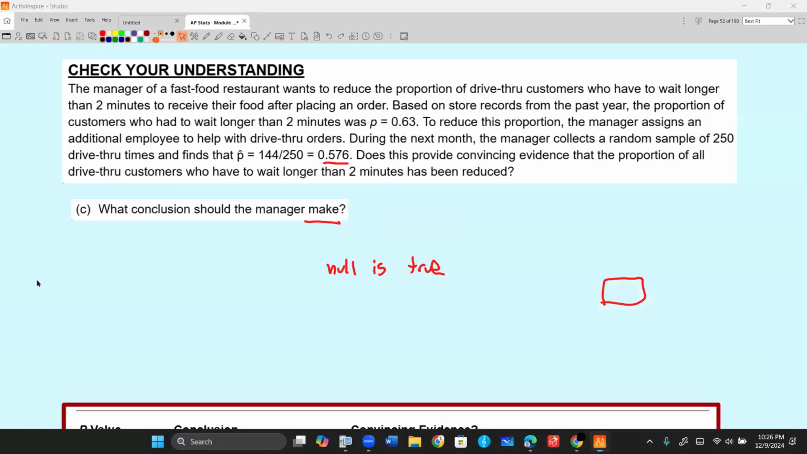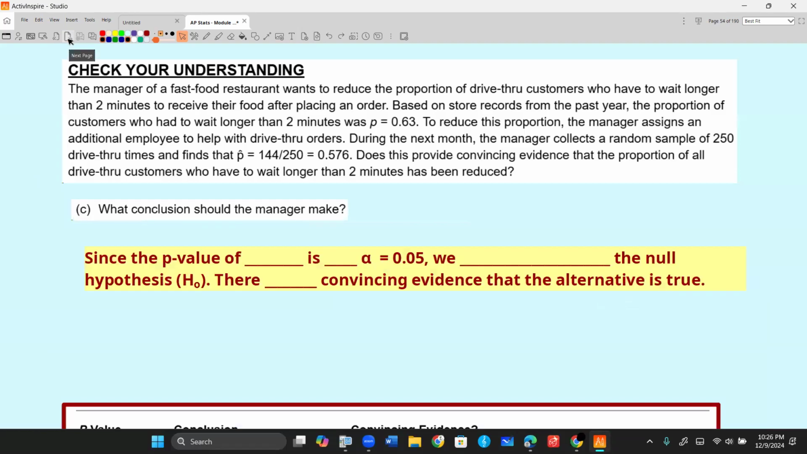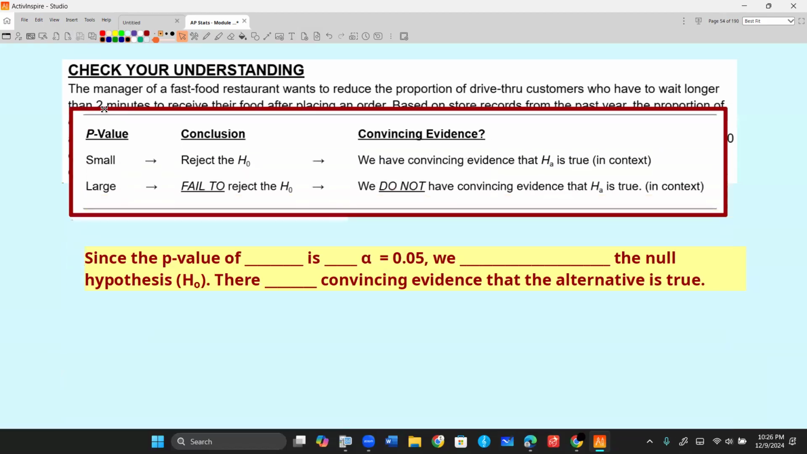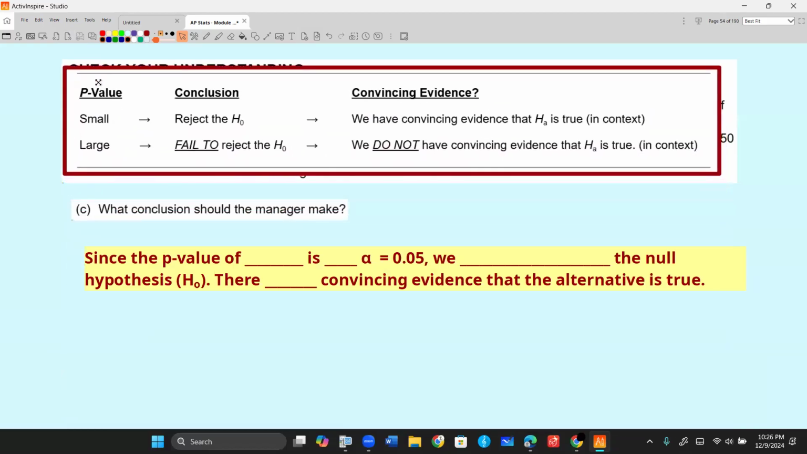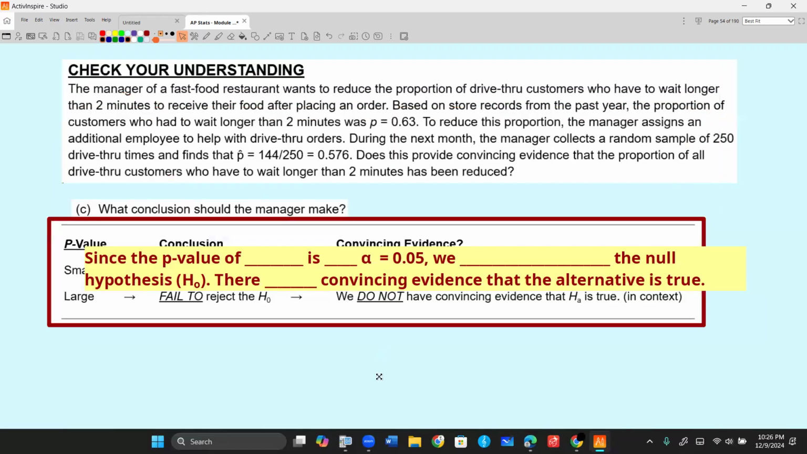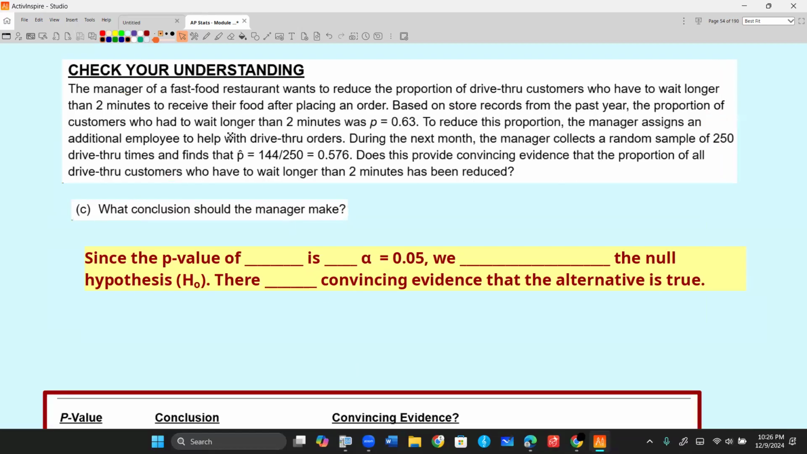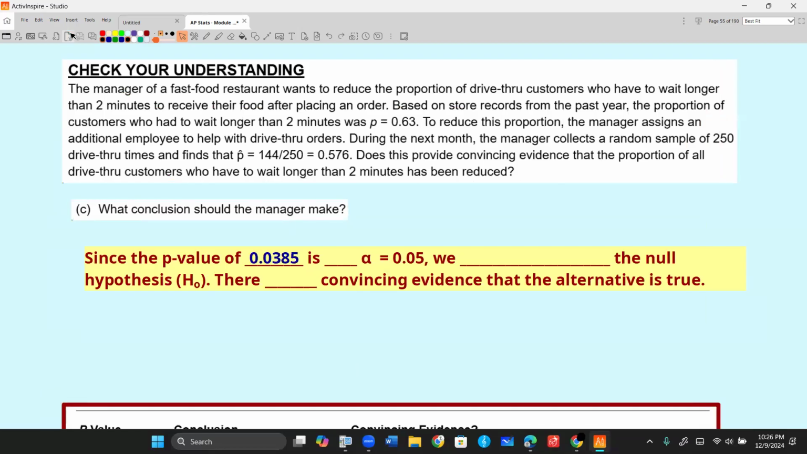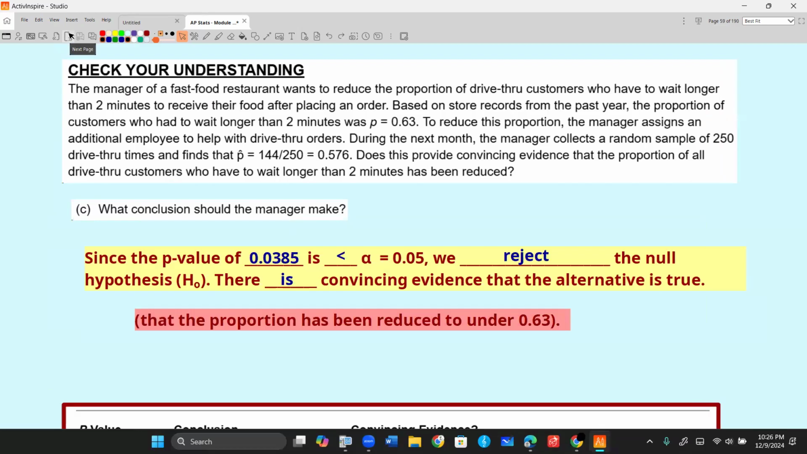So what's our conclusion? Well, it's a pretty small p-value. What are we going to do here? Let's look at our little rejection template. Small p-value, reject the null. That means we're going to have convincing evidence. What does that look like here? Since the p-value of 0.0385 is less than alpha, less than 5%, we're going to reject the null hypothesis. That means there is convincing evidence that the alternative is true. And remember, do this in context. So the alternative is that the proportion has been reduced to under 0.63.